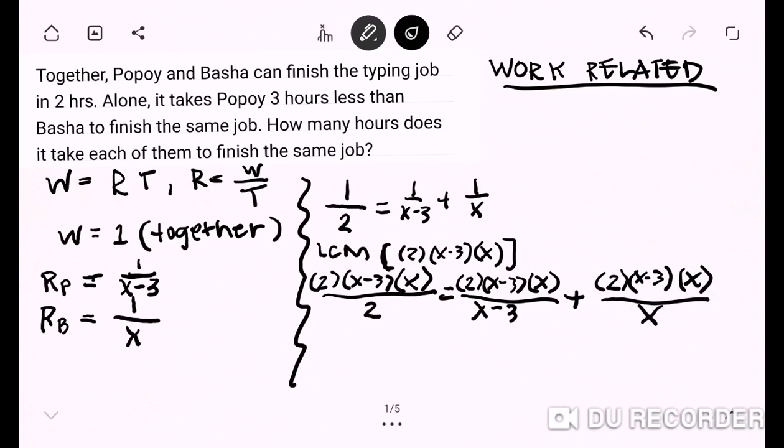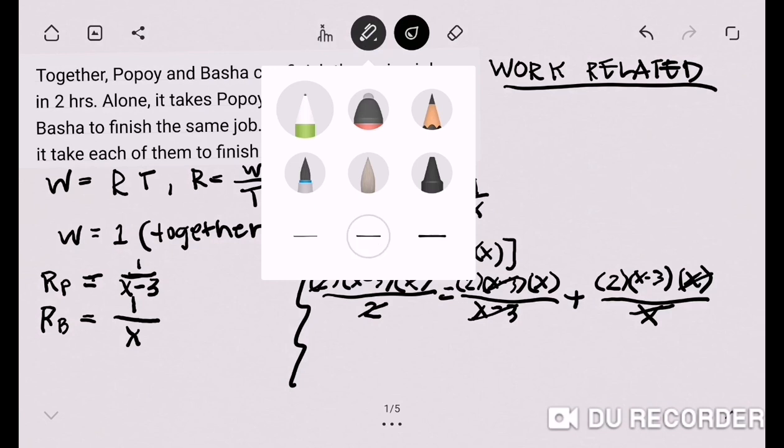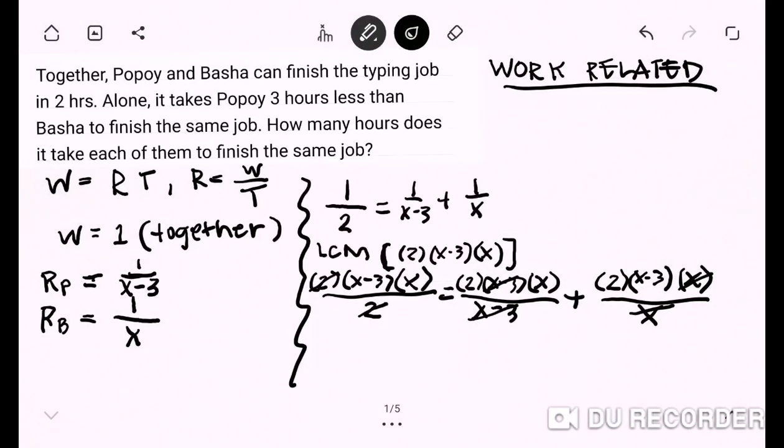So, pwede na nating i-simplify uli yung ating equation. So, pwede na nating i-cancel itong nasa left side na 2. Then, yung nasa right side. So, x minus 3 pwede nang makancel. And then, etong x and x. So, rewrite natin kung ano yung mga natira. So, we now have x minus 3 times x is equal to 2x when we multiply 2 and x plus 2 times x minus 3.